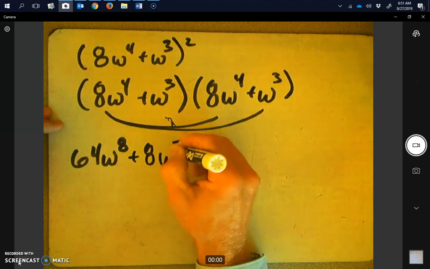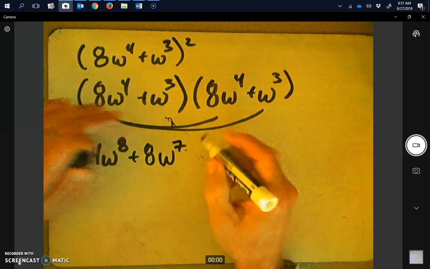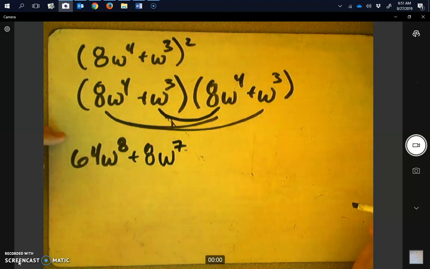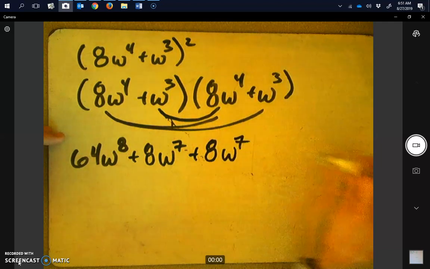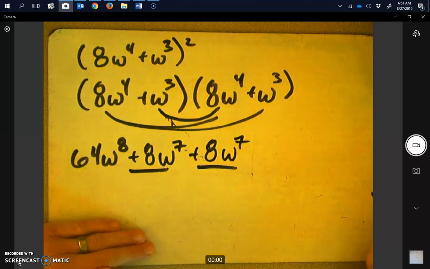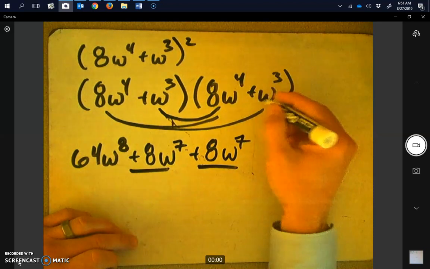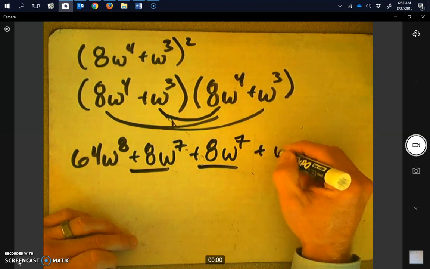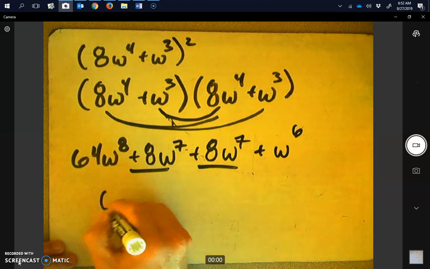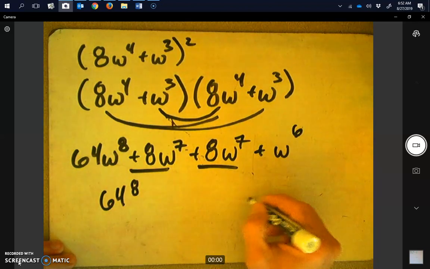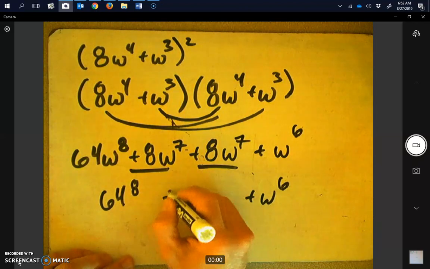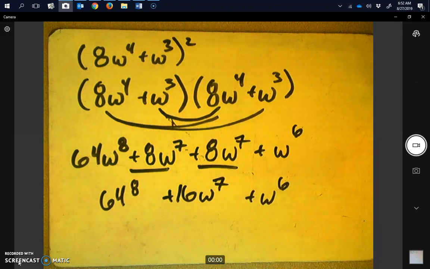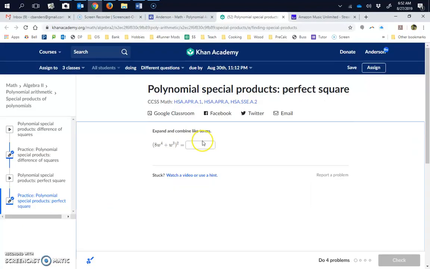w to the 7. And what you're going to see here is we're going to get the exact same thing right here in the middle. We're going to get 8 times 1 is 8, and then w to the 7. So instead of these middles canceling out, like the last assignment, we're going to be doubling them up. And then at the back side, 1 times 1 is 1, w to the 6th. So 64 w to the 8, and we have w to the 6th at the end. And in the middle, we have 8 plus 8 is 16, w to the 7th. So I said instead of the middle canceling out, they now double up.